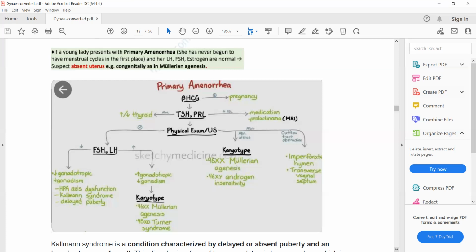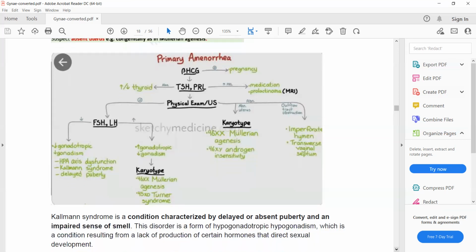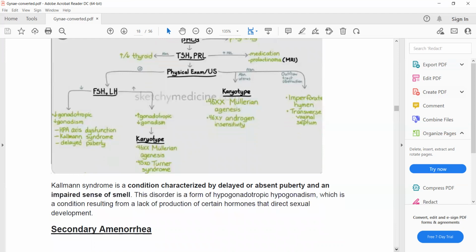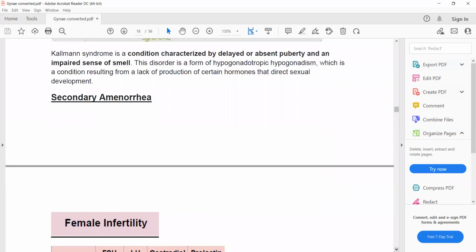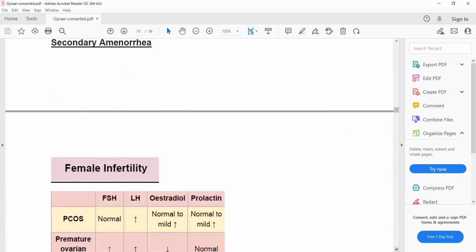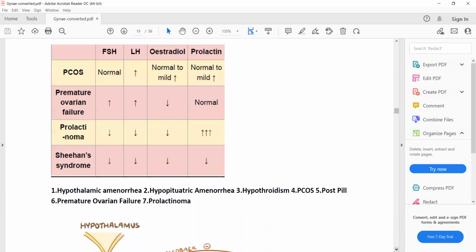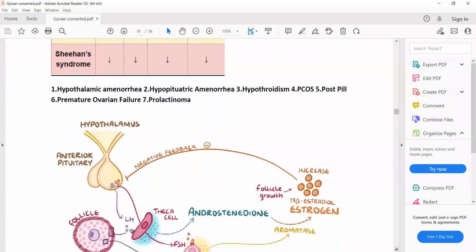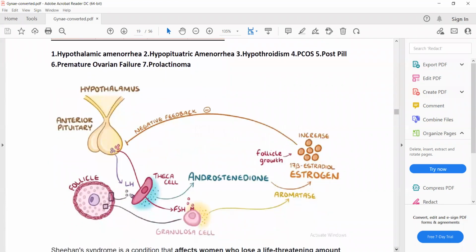So the first test that we need to do is beta HCG. If beta HCG is negative, then prolactin level and TSH level. If they are normal, then we will go for other tests such as FSH, LH, and also we will perform an ultrasound. So before we discuss in detail how the level of FSH and LH can be helpful in the diagnosis of amenorrhea, let's just discuss this diagram.